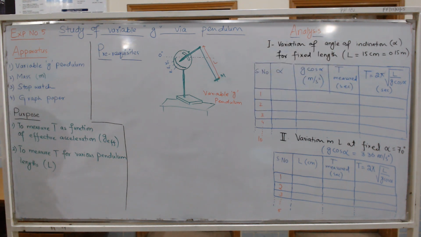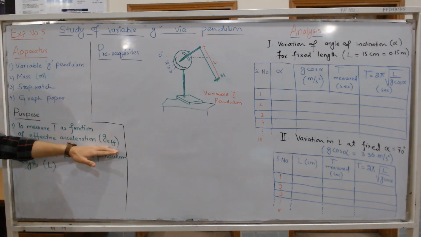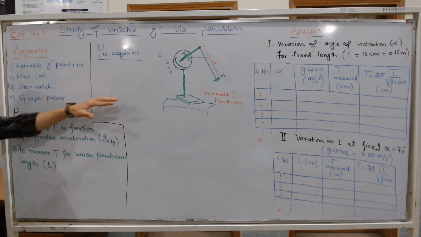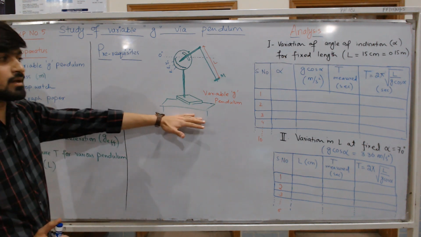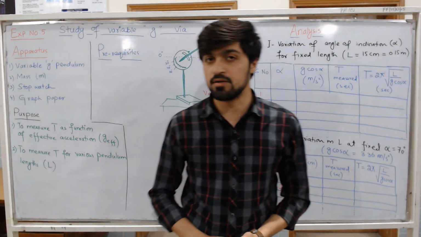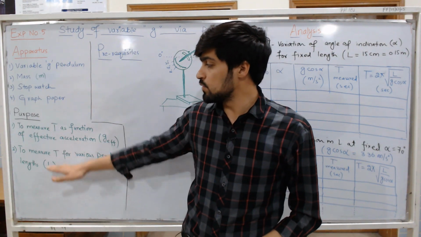The purpose of this experiment is to measure the time period T as a function of the effective acceleration g, with subscript eff, g effective. So we will measure the time period of this variable g pendulum, and we will check that this time period is a function of the effective acceleration g effective. And we will measure the time period for various pendulum lengths L. So these are the two objectives of this experiment, and we will explain these one by one.